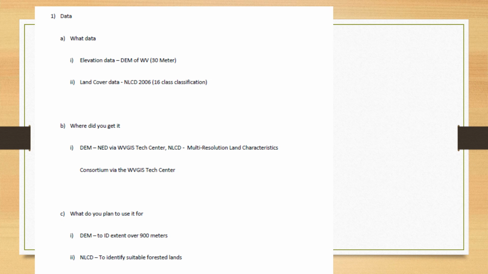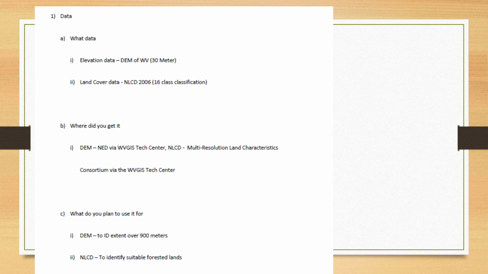Takes us to the next step, which is where did you get it? The DEM was from the NED, or the National Elevation Dataset, via the WVU GIS Tech Center. The NLCD was from the Multi-Resolution Land Characteristics Consortium, via the WV GIS Tech Center. Where did I find this out? I found all this out from the Tech Center's webpage when I looked at the data before I started downloading stuff. I took a few minutes and read things. That's where you find answers.